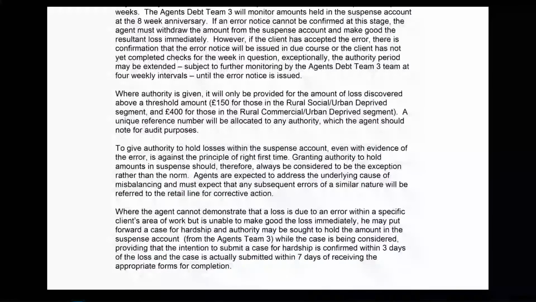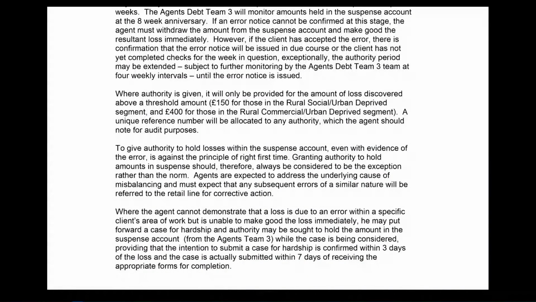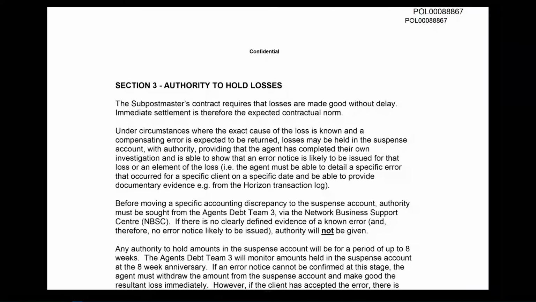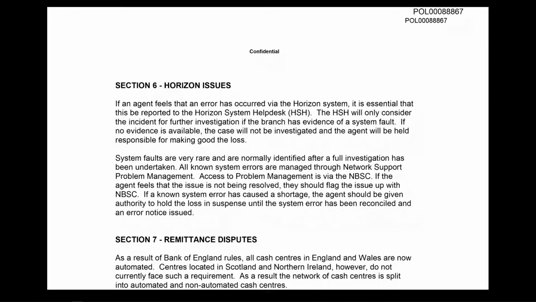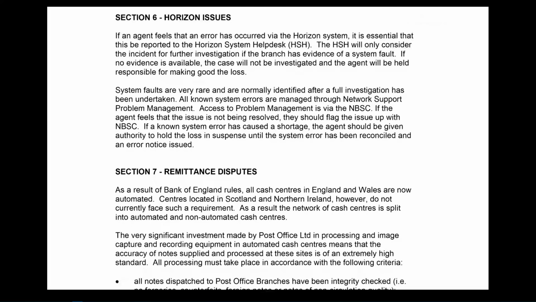If we go over to page 8, please. There is a section on Horizon issues, so presumably that is a new section post the implementation or rollout of Horizon, or certainly in the development stages of Horizon. Yeah.